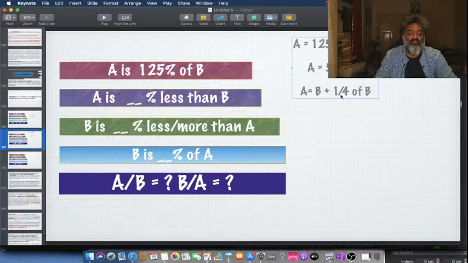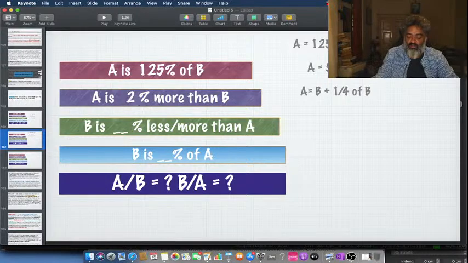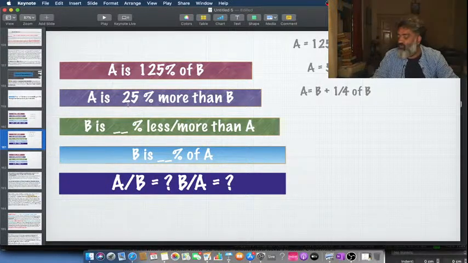This has already given me a couple of things, right? A is equal to B plus 1 by 4 of B. What does that mean? It should be more, right? A is more. How much more? 25%, because 1 by 4 of B is 25% of B. So this should become 25%. A is 25% more than B. Yeah? B is what percent less or more than A?